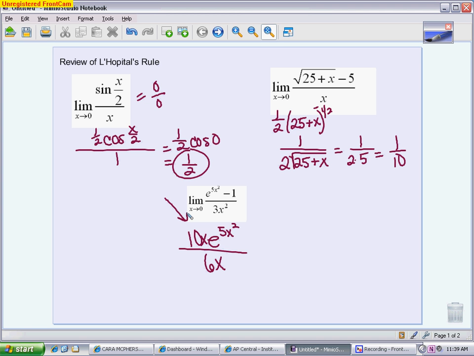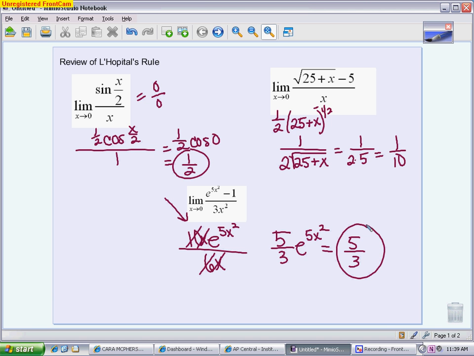What would be better, instead of going through all that, is to see if you can reduce your fraction. What you'll notice, and you might have noticed this already, is that your x's will cancel, and your 10/6 will reduce to 5/3. So you end up with 5/3 e to the 5x squared. There's no need to do L'Hopital again because when you cancel those x's, it's no longer indeterminate. So now I can plug 0 in directly. E to the 0 is just 1, so I get 5/3 times 1, which is 5/3.